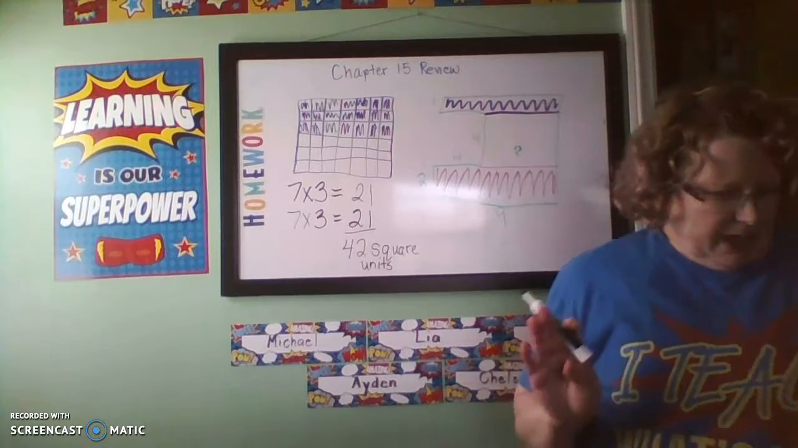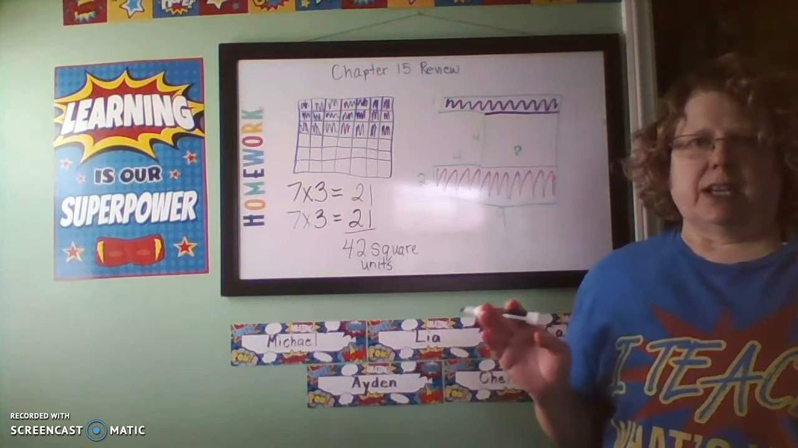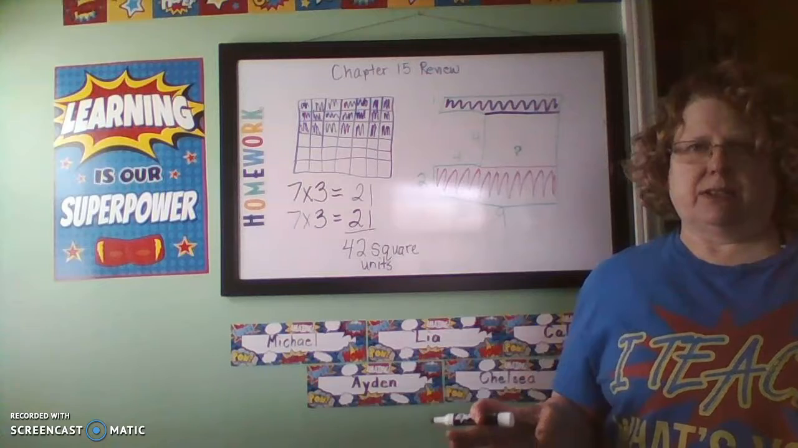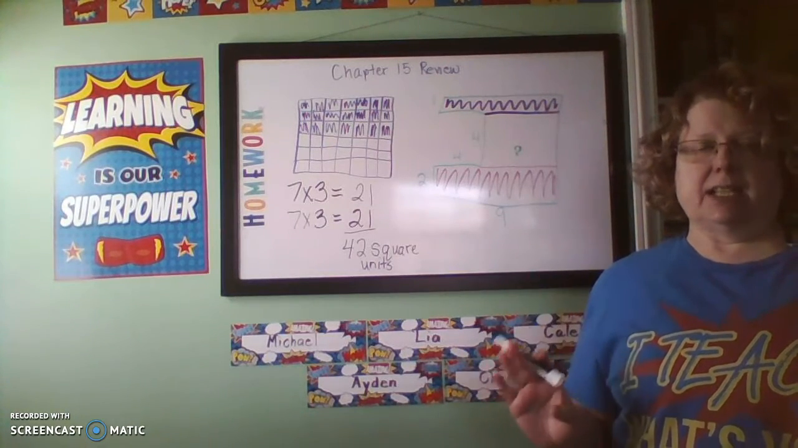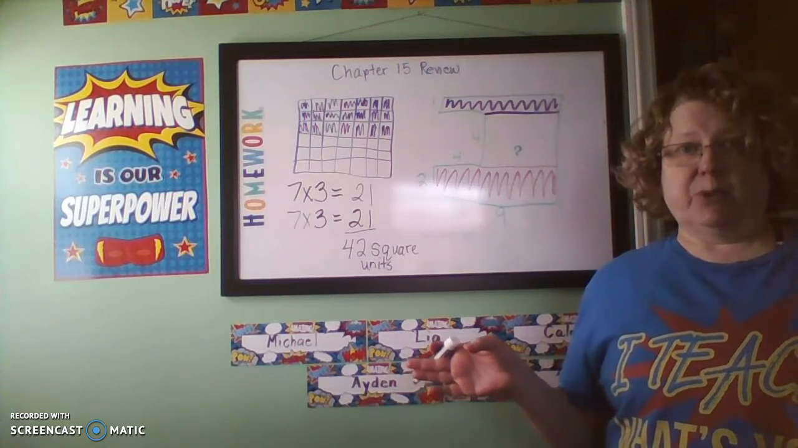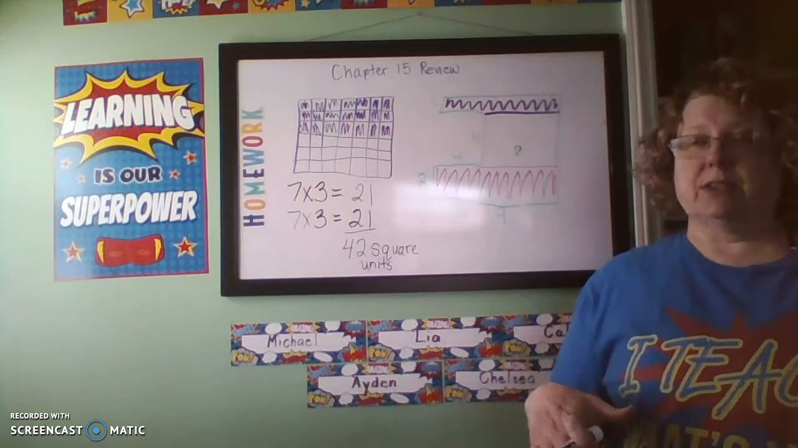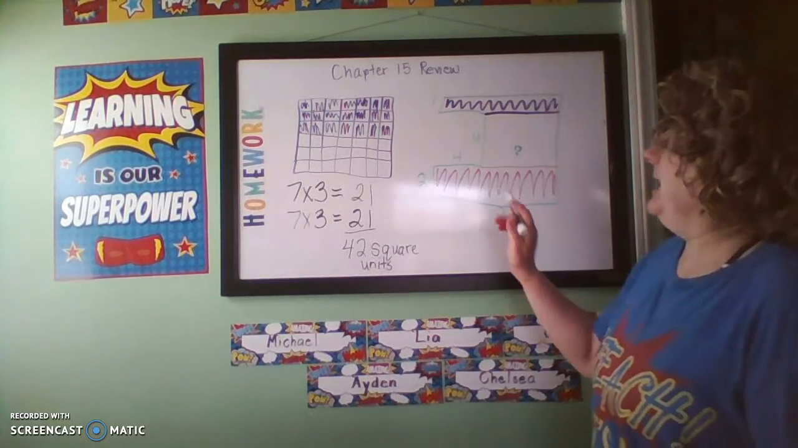Okay, so now we have number 18. This is where they give us a figure that is not a rectangle, and they ask us to find the area. Now, we can divide it into rectangles. If you divided it a different way than I did and you get the right answer, then you're okay. So this is the way I divided mine.